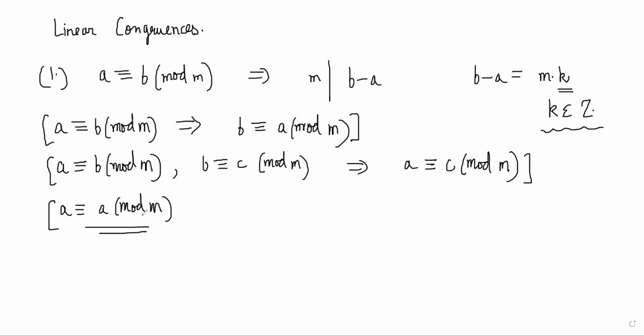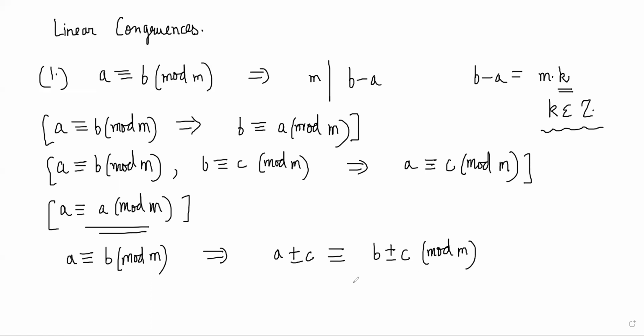So the congruence operation forms an equivalence class because it's an equivalence relation, since it has the properties of reflexive, transitive, and commutative, right? This is theoretical stuff. We also know things like we can add numbers. If A is congruent to B mod M, that implies A plus or minus C will be congruent to B plus or minus C mod M, right?